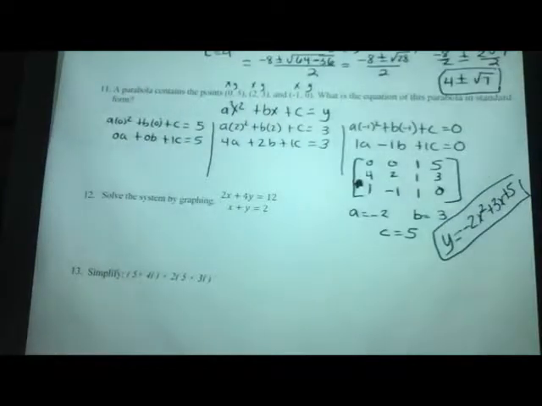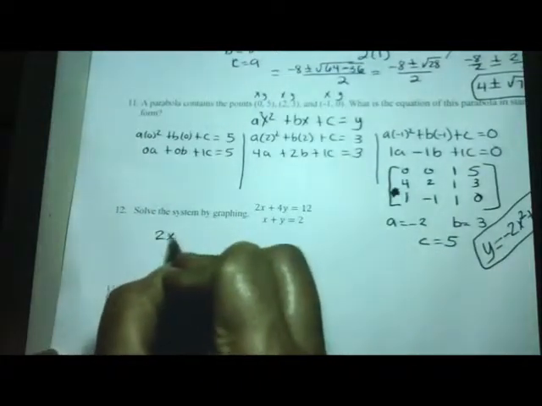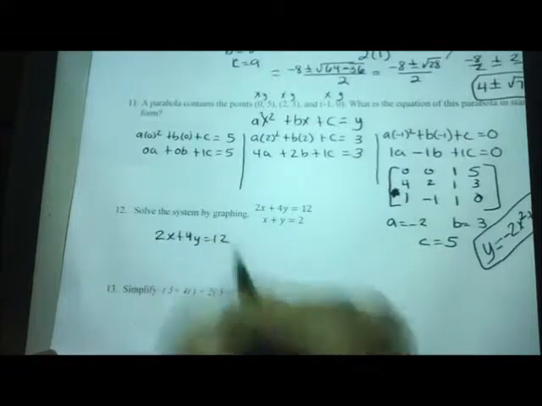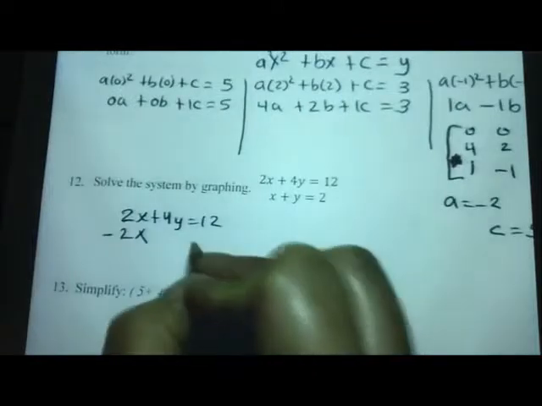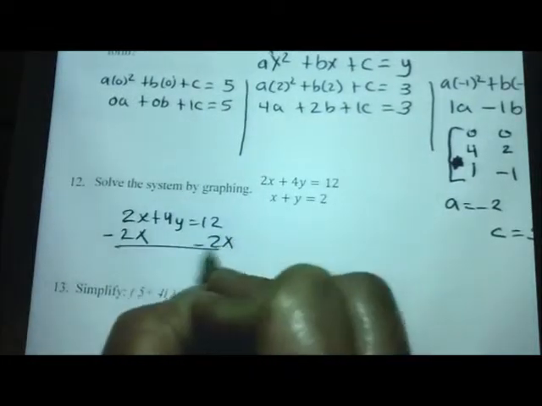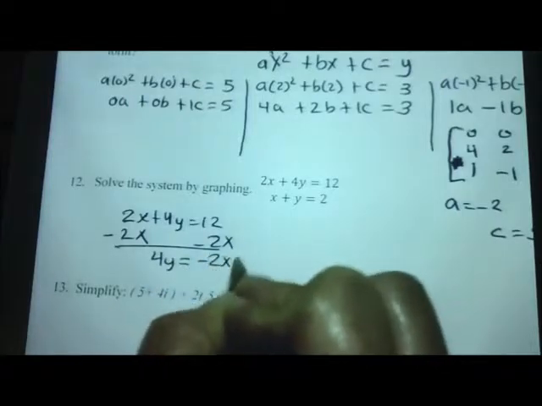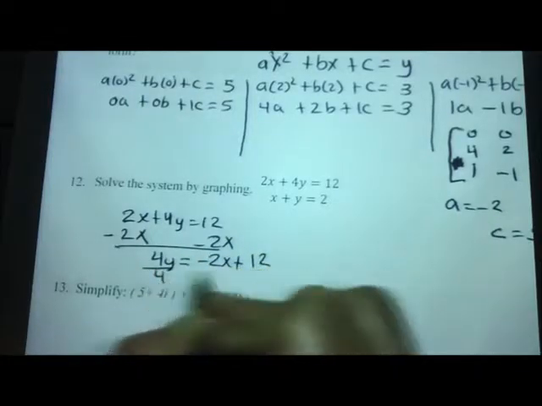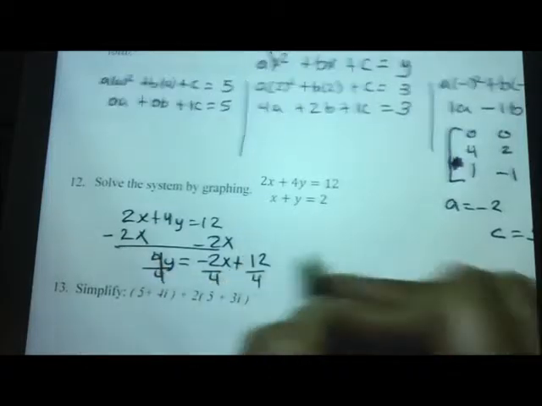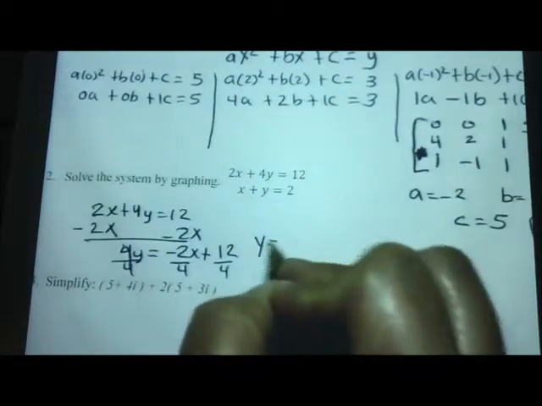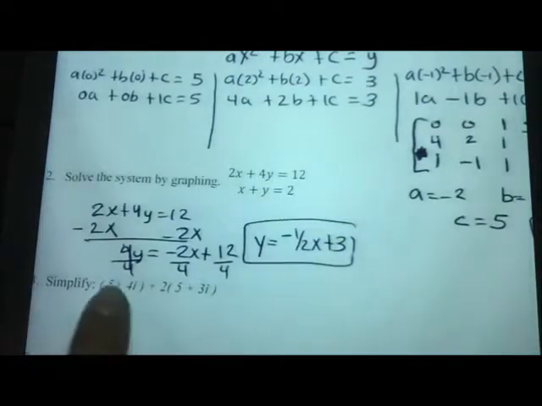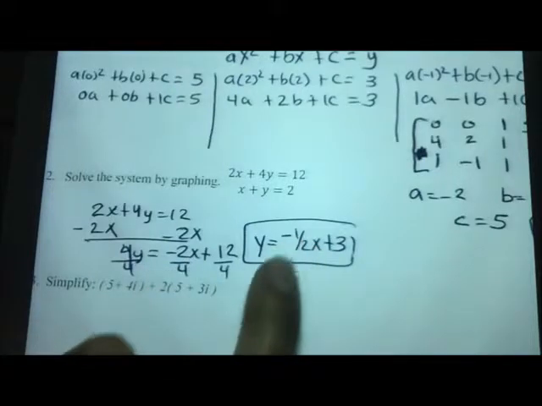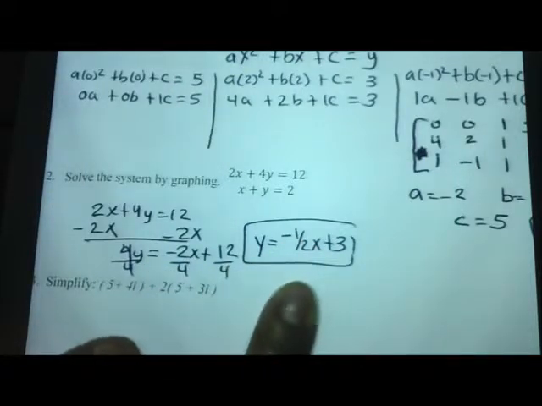Now, the next one, it says to solve by graphing. So we would have to solve each one for y. So I would subtract 2x, subtract 2x. So I get 4y equals negative 2x plus 12. Divide by 4, divide by 4, divide by 4. Y equals, that reduces to negative 1/2 x plus 3. So this is the first one. Negative 2 over 4 reduces to negative 1/2. 12 divided by 4 is a 3.